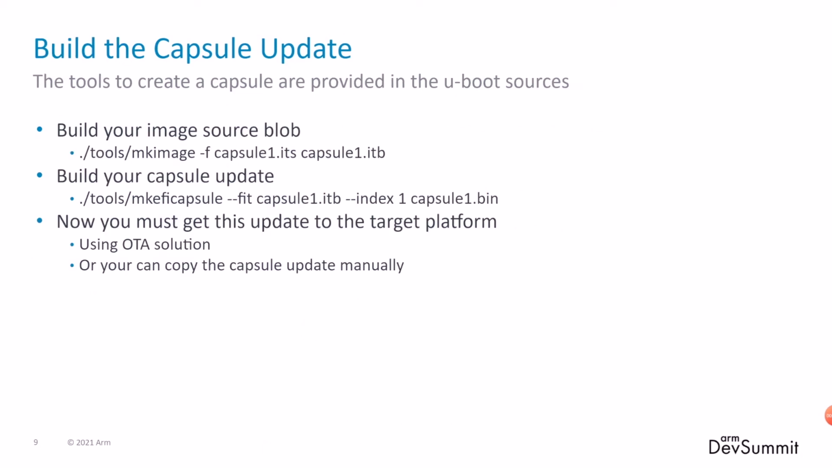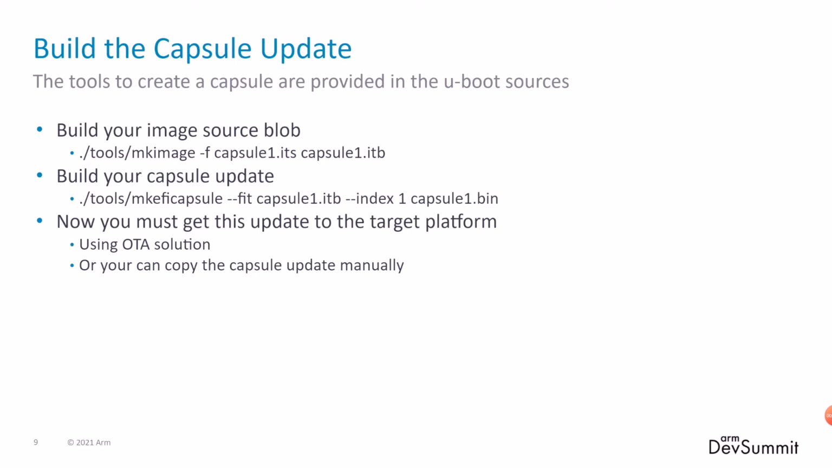And then you take that image source file, and you're going to make your image source blob from it. So you're going to use this first command here, and these tools are all now in the U-Boot sources, by the way, so if you've already checked out the right version of U-Boot, these are available to you. So you use mkimage, and you pass it your image source definition, and you'll get out an image source blob, this capsule1.itb. And then you're going to build that actual capsule update. So you can take your ITB and you can use mkeficapsule, and then you're going to produce a capsule1.bin. In this example, you can name it anything you want, but this is just for example purposes.